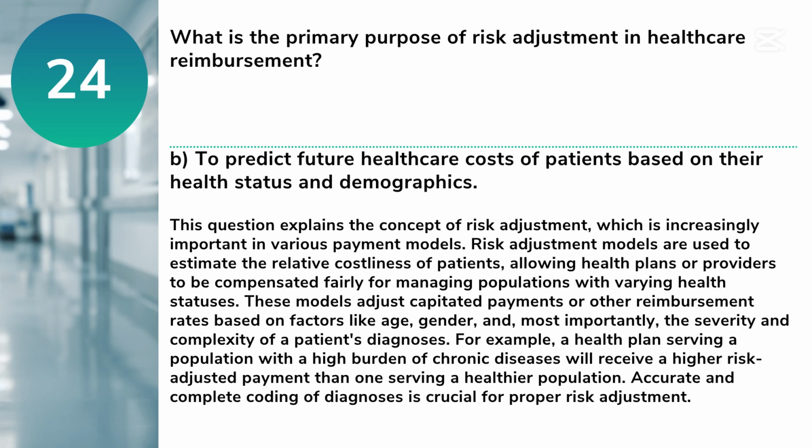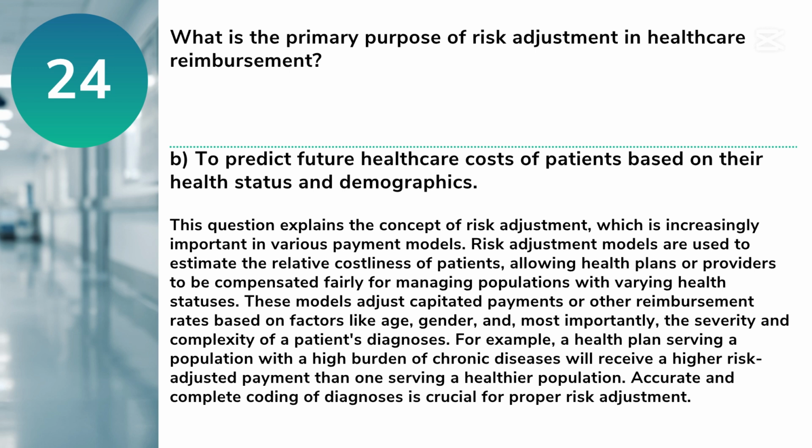Answer: B. To predict future healthcare costs of patients based on their health status and demographics. This question explains the concept of risk adjustment, which is increasingly important in various payment models. Risk adjustment models are used to estimate the relative costliness of patients, allowing health plans or providers to be compensated fairly for managing populations with varying health statuses.